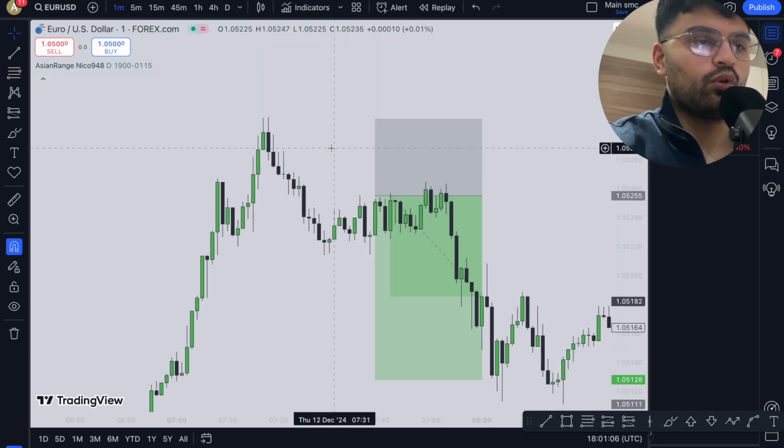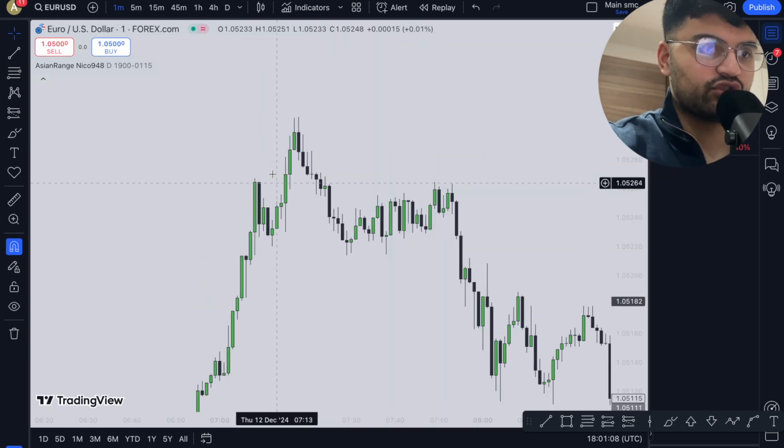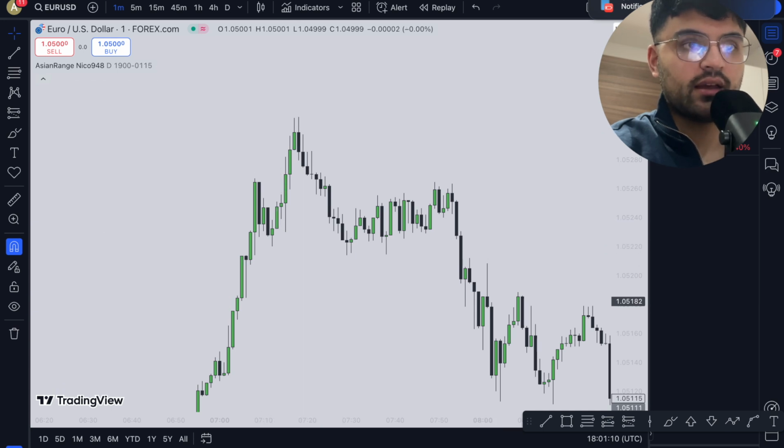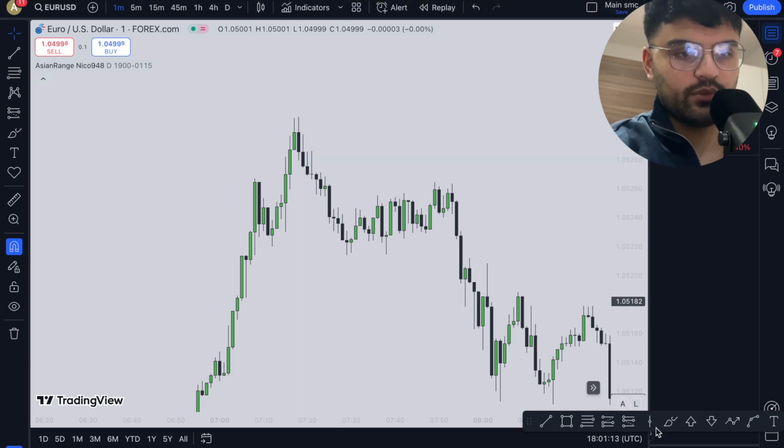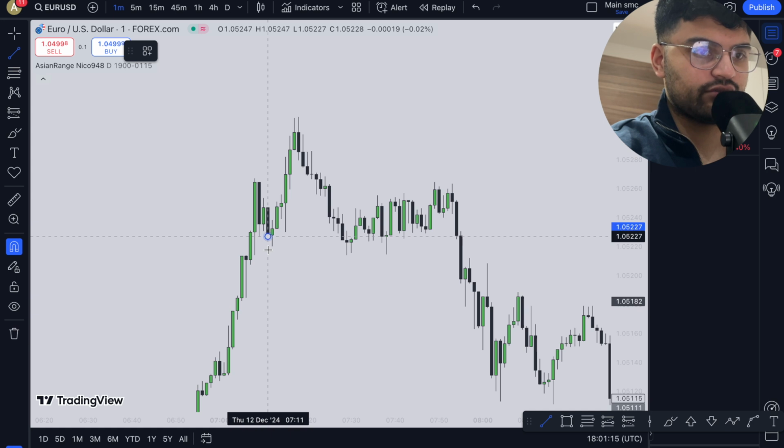So that is exactly what we have in this example right here. We have a swing high, a swing low, swing high, and then we break that swing low and we get our entry model. So the break of structure is right over there.